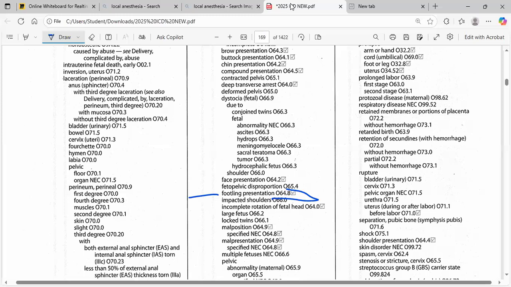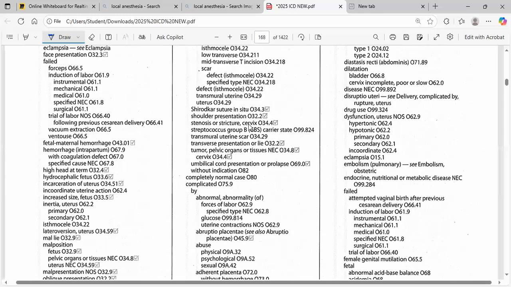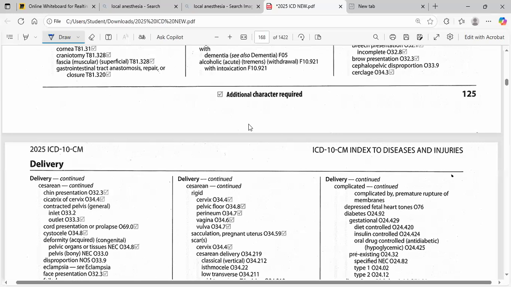Okay. Now, after the footling presentation, I can see in the question it was mentioned that the patient also has diet controlled gestational diabetes. So in the delivery only, let's try to find the code for diabetes. Here we go. Diabetes, gestational, it was diet controlled, I think. Yes, diet controlled. So our second code should be O24.420.